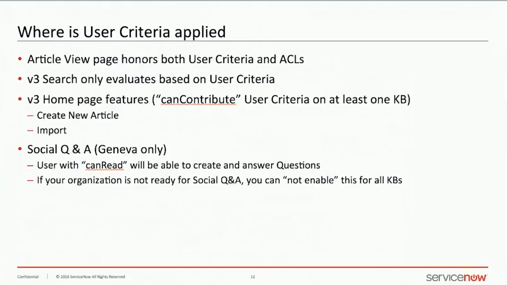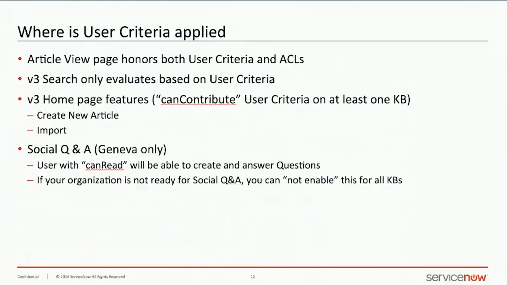With Knowledge v3 with Geneva, actually, we also have social Q&A. Now, social Q&A, the first thing is, if you're not ready for social Q&A, then do not enable it. By default, it's disabled. But if you have enabled it, what's important to know is that if you have can read and a user criteria matches with can read, then that particular user will be able to create and answer questions. Now remember, this is not the same as articles.